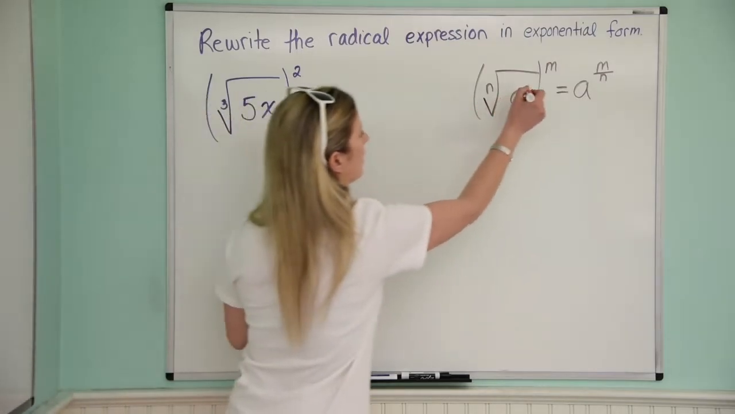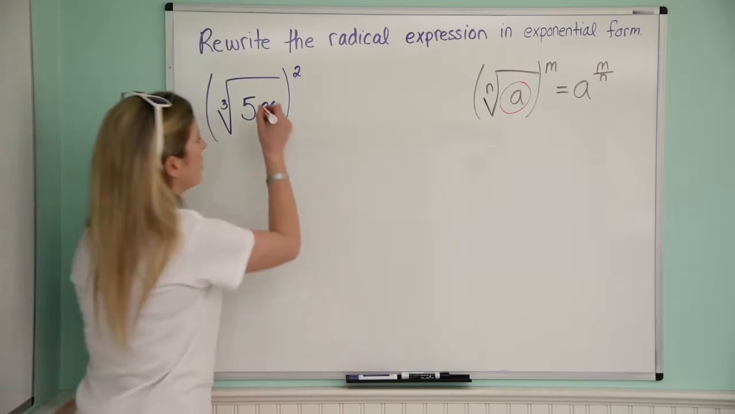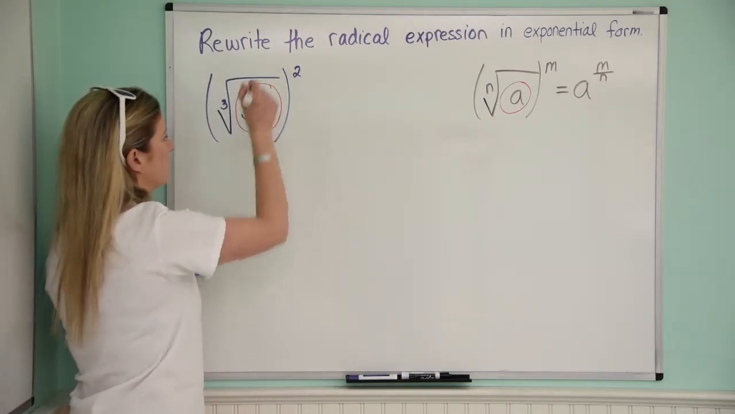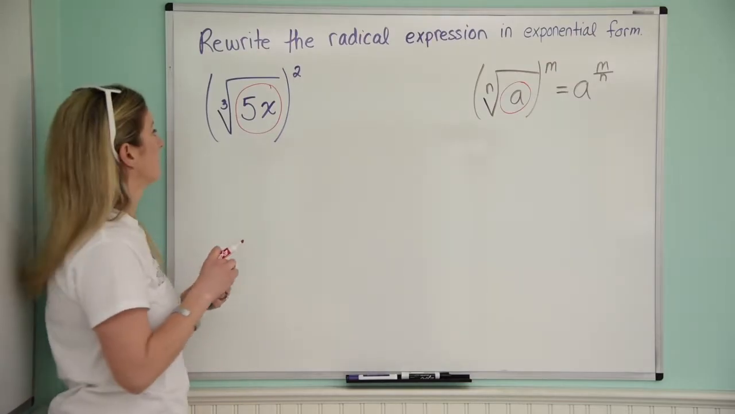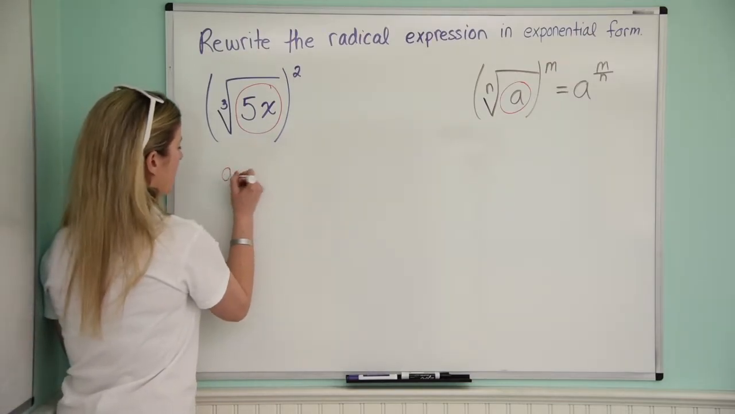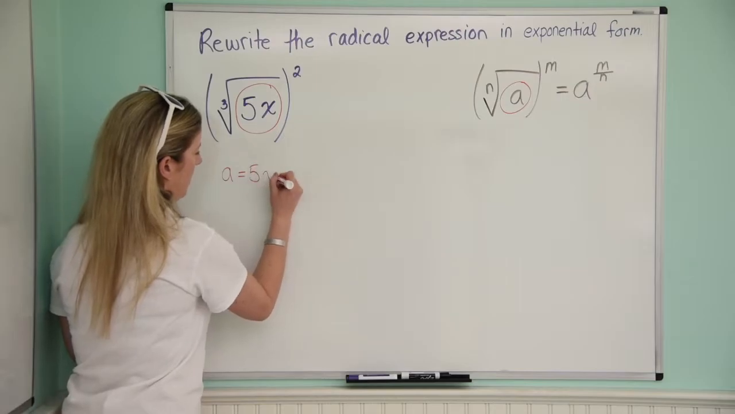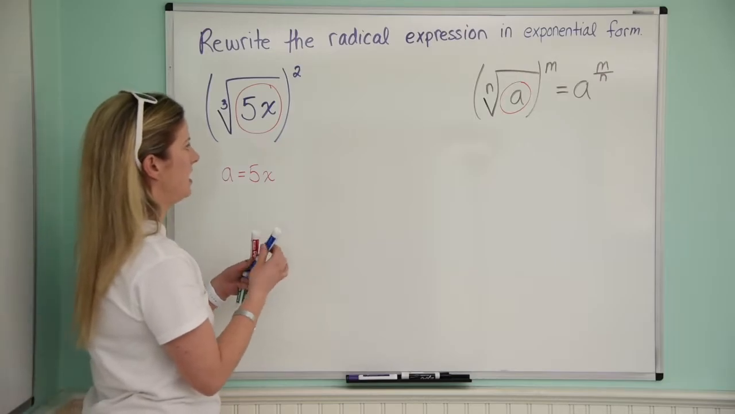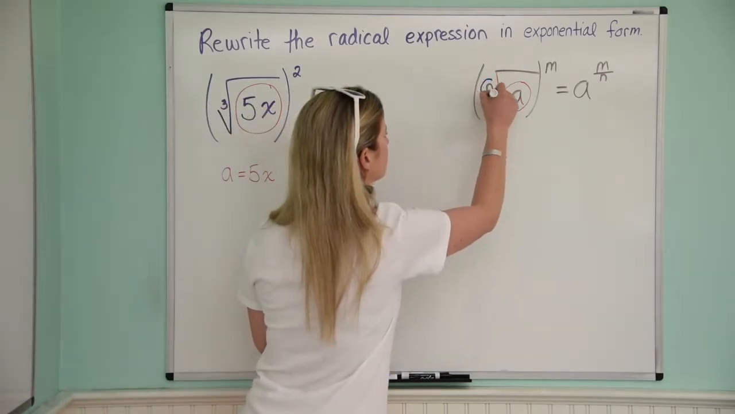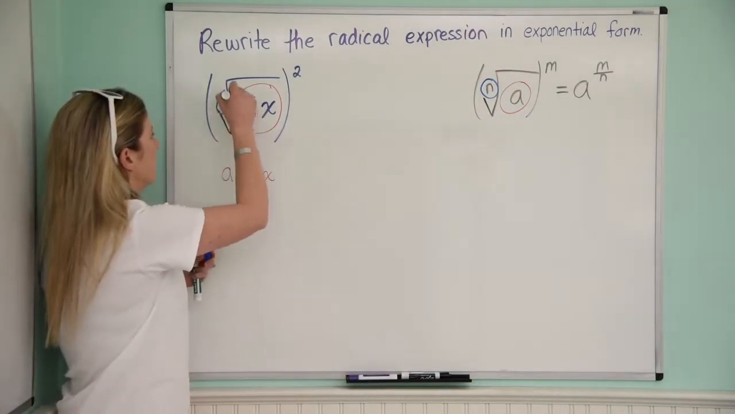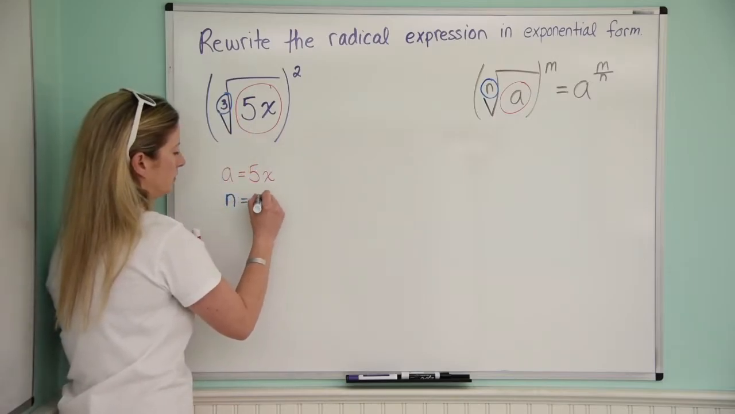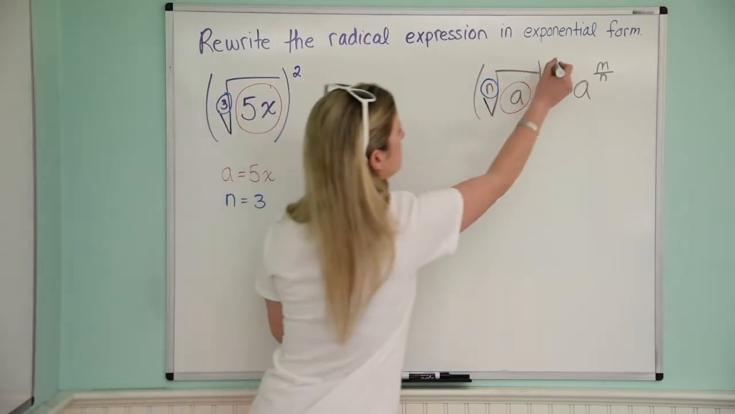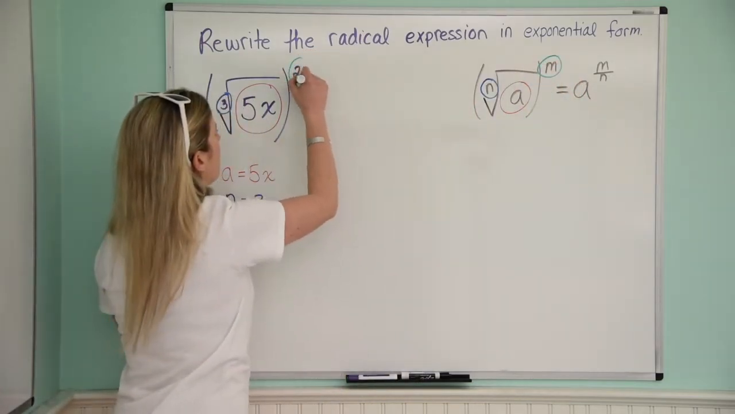Let's start off here with A. A is going to be what's underneath the radical sign, the radicand, and that's going to be 5x. So we will write that A equals 5x. Let's go to N next. N is the index right here, and in this case, N equals 3. And then finally, what are we raising it to? That's going to be M over here, and in that case, it's 2.